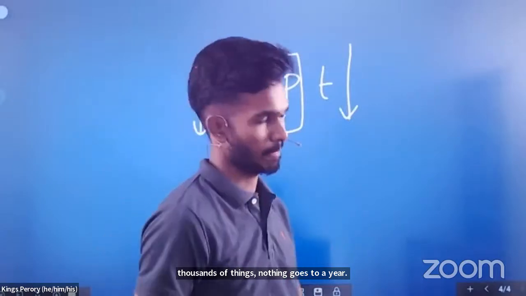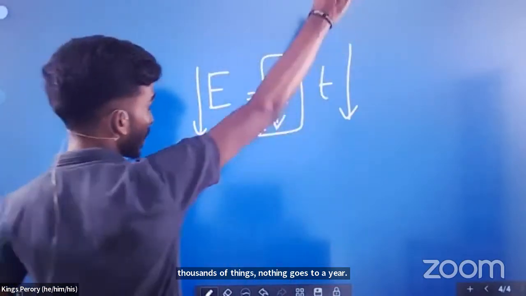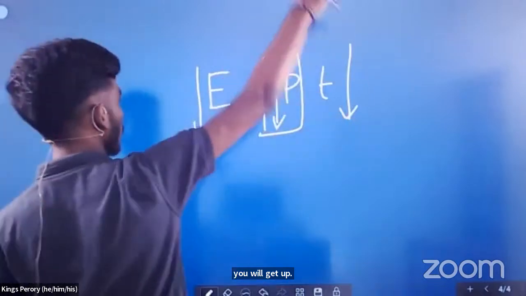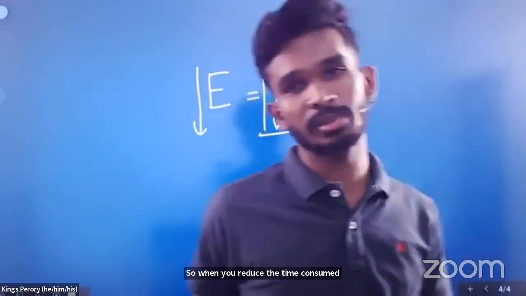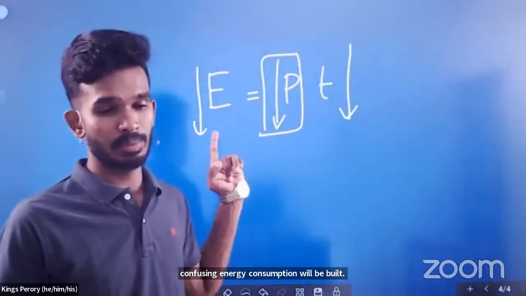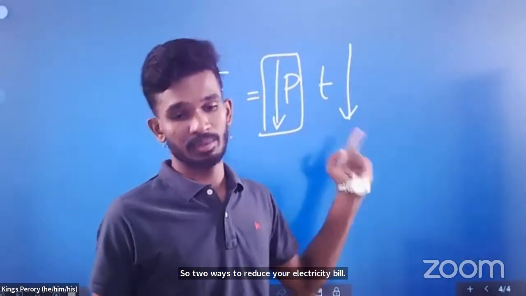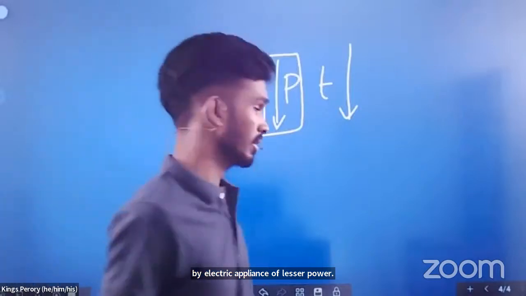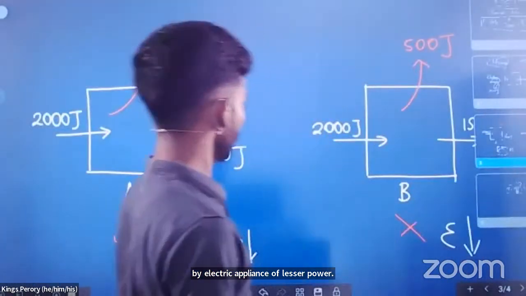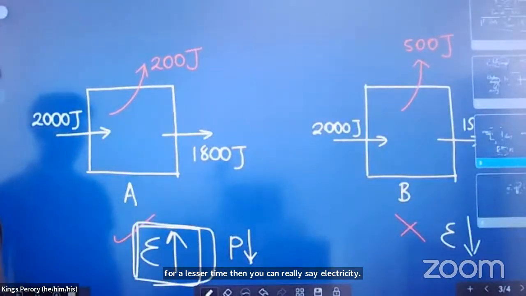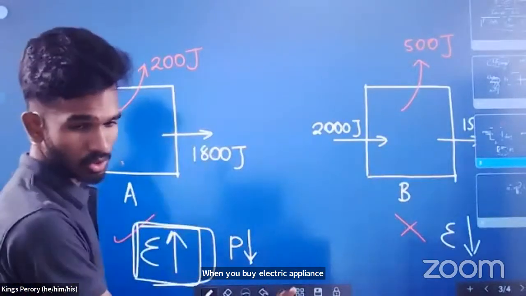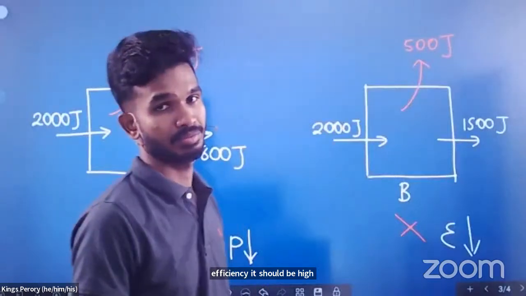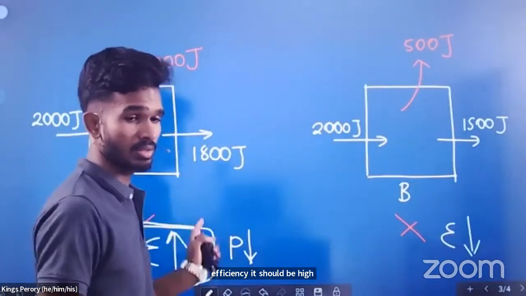When you reduce the time of use, energy consumption will be less. So there are two ways to reduce the electricity bill: use electric appliances of lesser power, and use them for a lesser time. Then you can reduce the electricity. Efficiency also matters: when you buy an electric appliance, efficiency should be high.